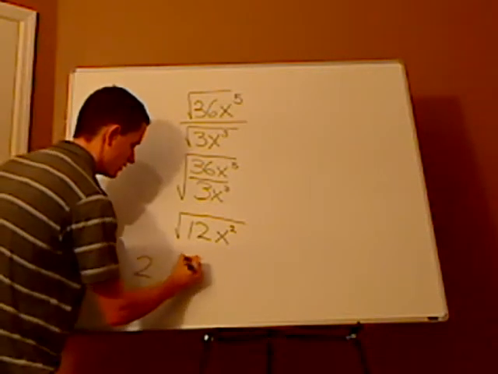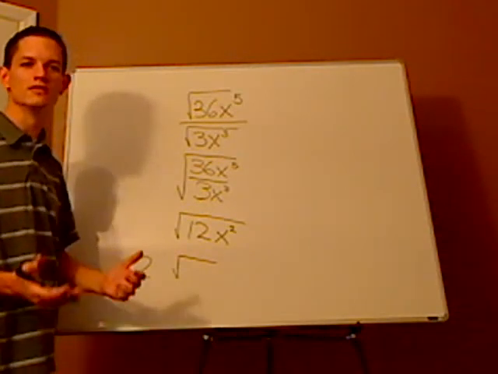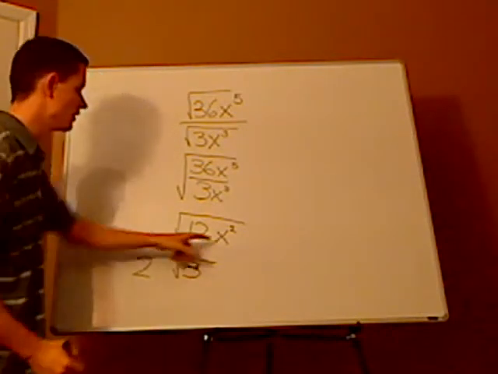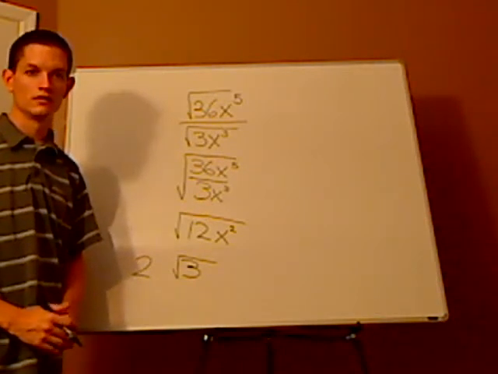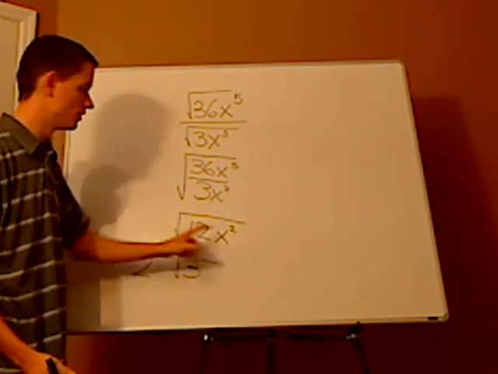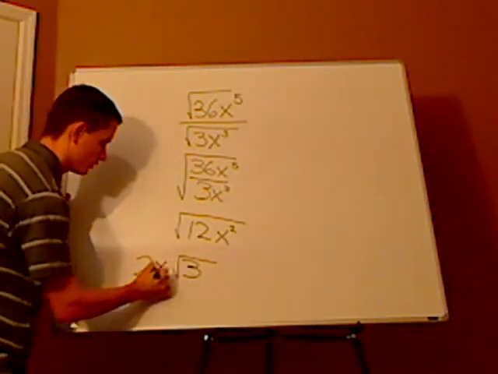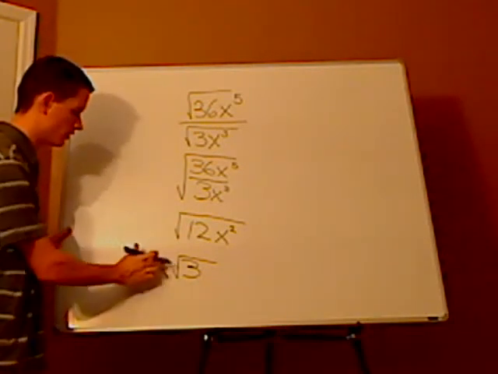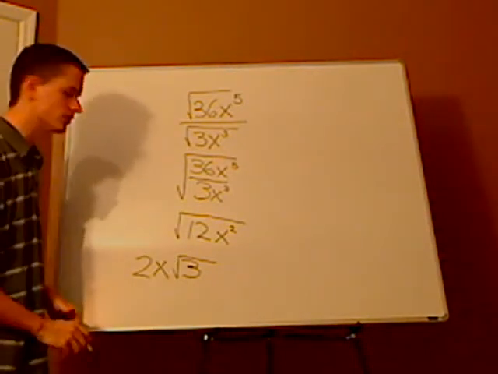And the 3, what's the square root of 3? Yeah, you can't do it. Since you can't do it, you just leave it underneath the radical. Now, what's the square root of x squared? It's just x, right? How many pairs of x's are in x squared? 1. So that comes out. Now, you have this 1 here, but you don't have to put it there. You can just leave it as 2x square root of 3. And that's your final answer.